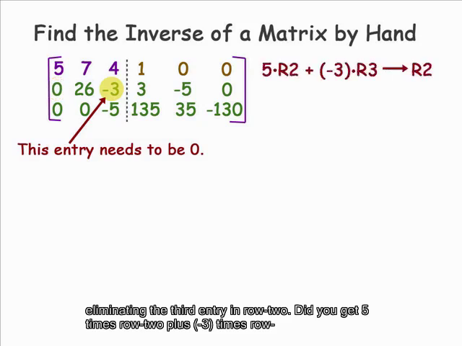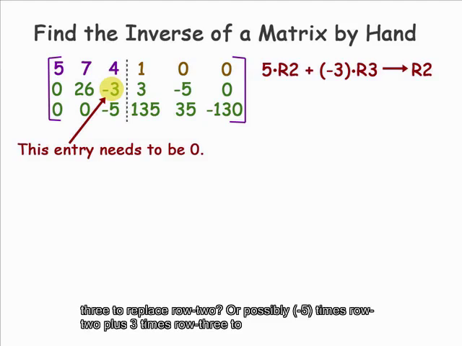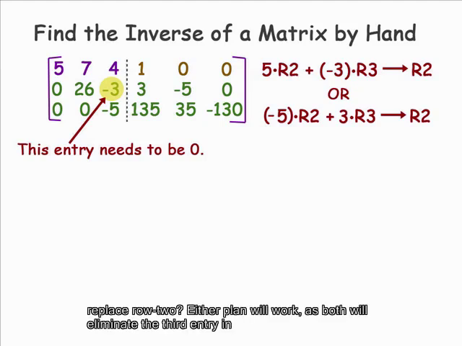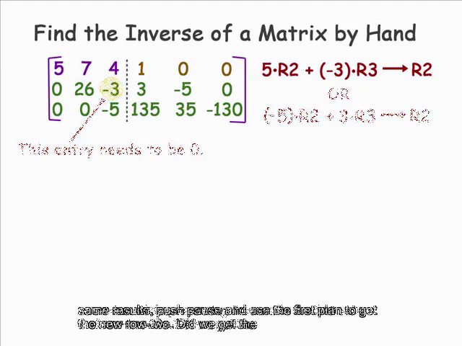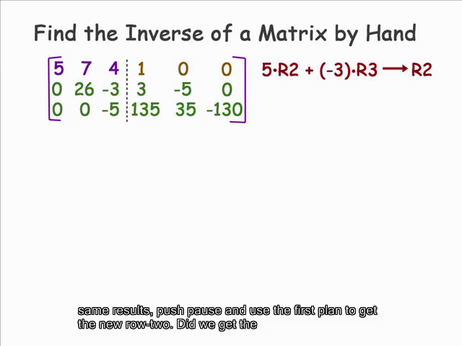Did you get 5 times row 2 plus -3 times row 3 to replace row 2? Or possibly -5 times row 2 plus 3 times row 3 to replace row 2? Either plan will work, as both will eliminate the third entry in row 2 while preserving the 0 in the first entry of row 2. So that we get the same results, push pause and use the first plan to get the new row 2.